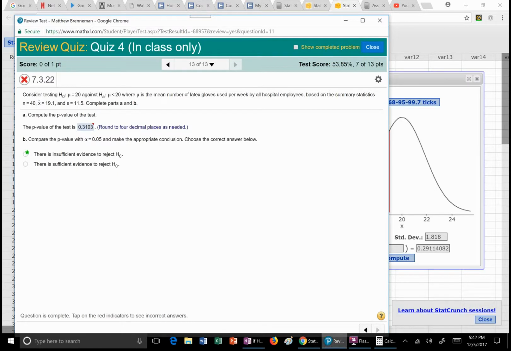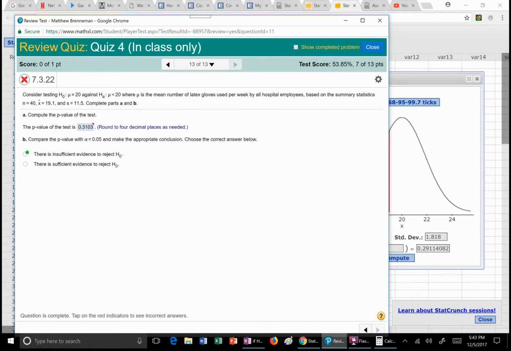And they get a little different answer. They probably didn't round off the standard deviation. Okay. They actually used the t-distribution. That's okay. It won't make a big difference. It'll be a little bit different.